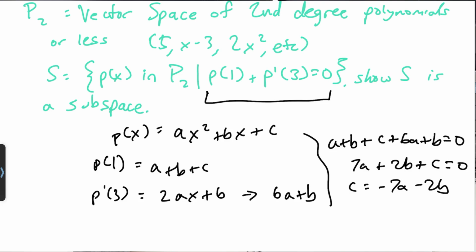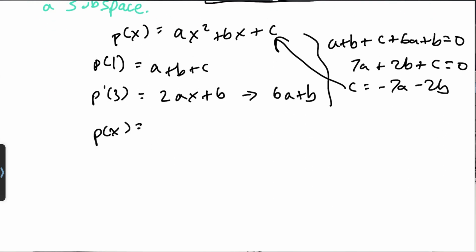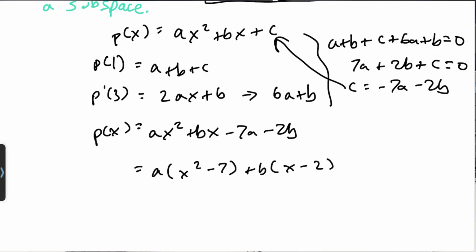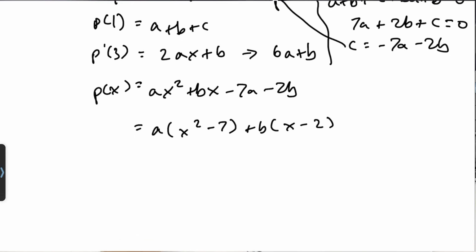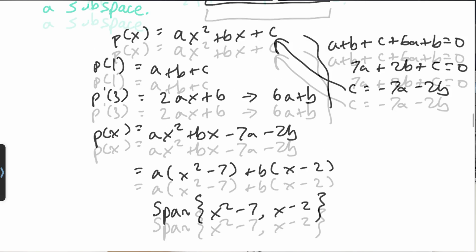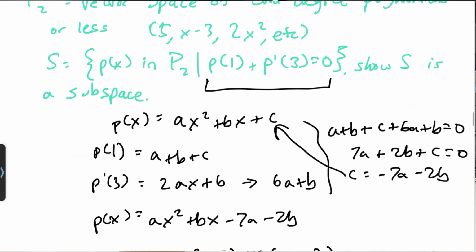Now we have this c. We could plug it back into this p of x here. And now we could say that p of x equals ax squared plus bx minus 7a minus 2b. Now let's separate the a's and b's, and we'll get something like this. Remember, a and b are just constants. They can be any constants, and so they could have infinite combinations. So we could say it is the span of x squared minus 7, comma, x minus 2. And since we have a span, we've just proved that S is a subspace.